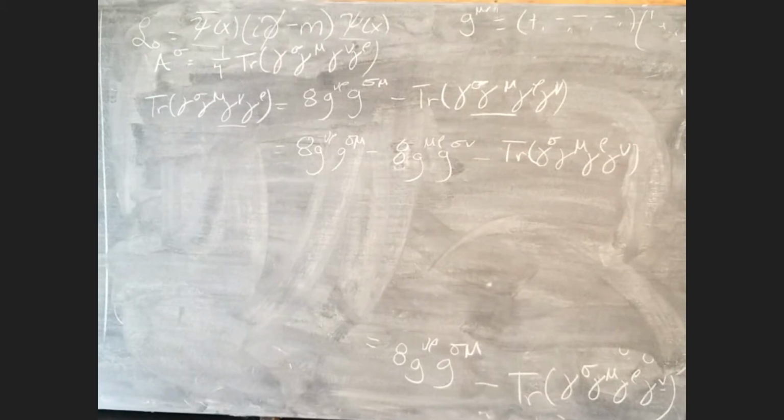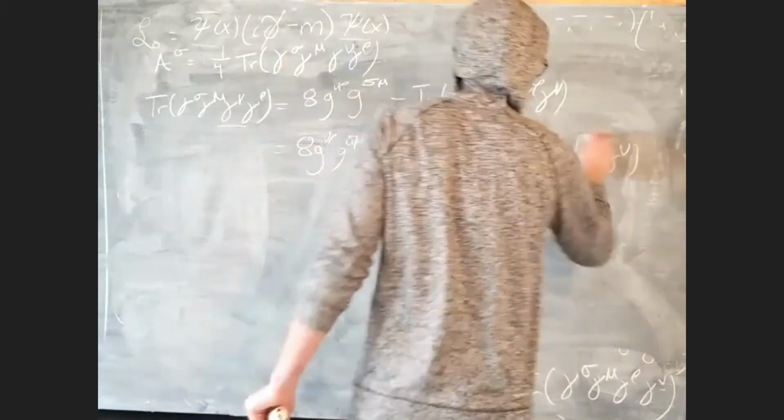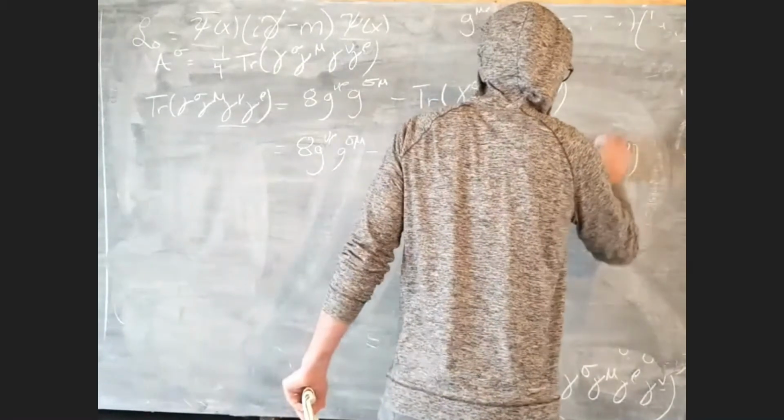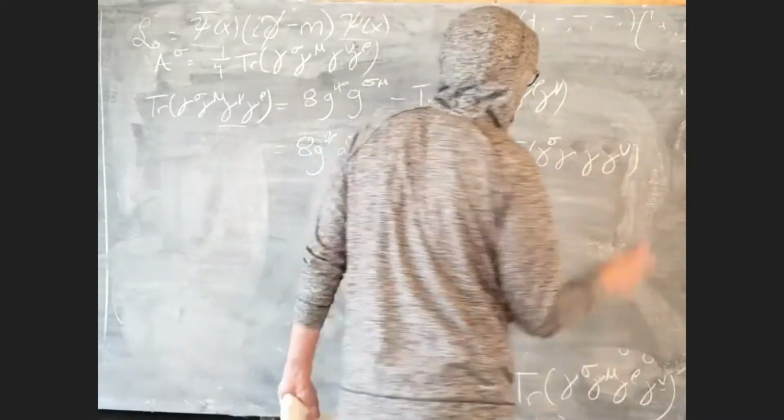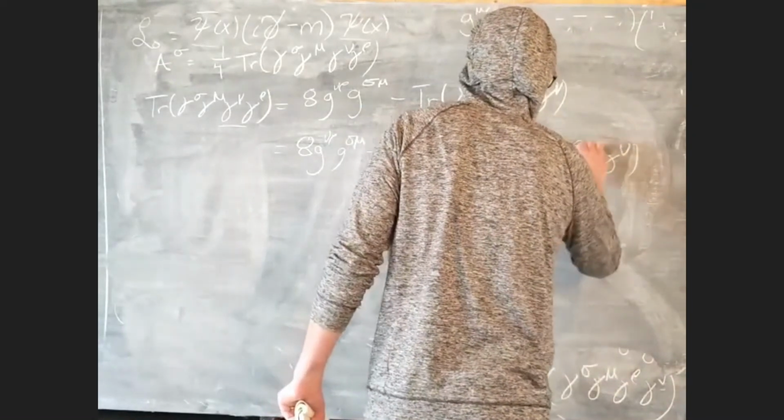Nice. Oh, I didn't do it. I didn't permute it. Gotta permute. Rho, mu. There we go.